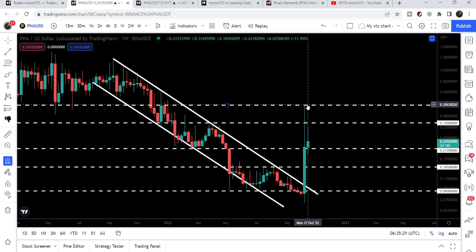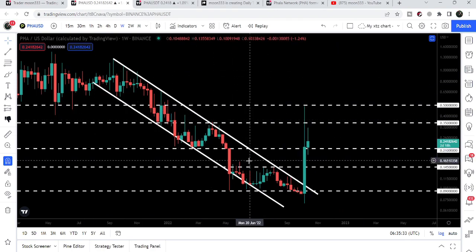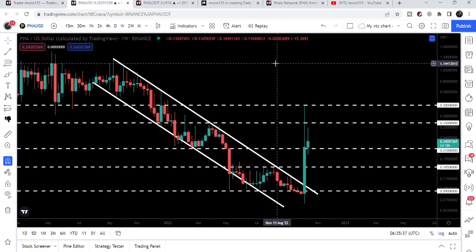And once the price line is able to break out this resistance, then soon it can hit the target for this breakout from this down channel, and the target is here at the top of the channel. That will be approximately at $1.15. So this was the update so far.